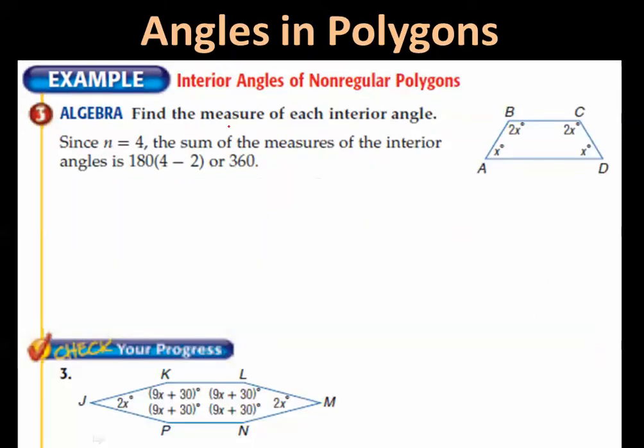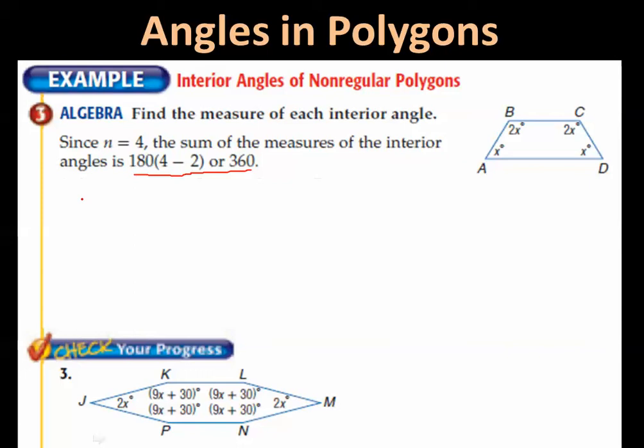Okay, interior angles of non-regular polygons. Well, this is a quadrilateral, so you know all of the angles are going to add up to 360. And you know that your n is 4 because it is a quadrilateral. And the sum of the measures of the interior angles, and look, they went ahead and figured that up for us, but we knew it was a quadrilateral and it was going to be 360.